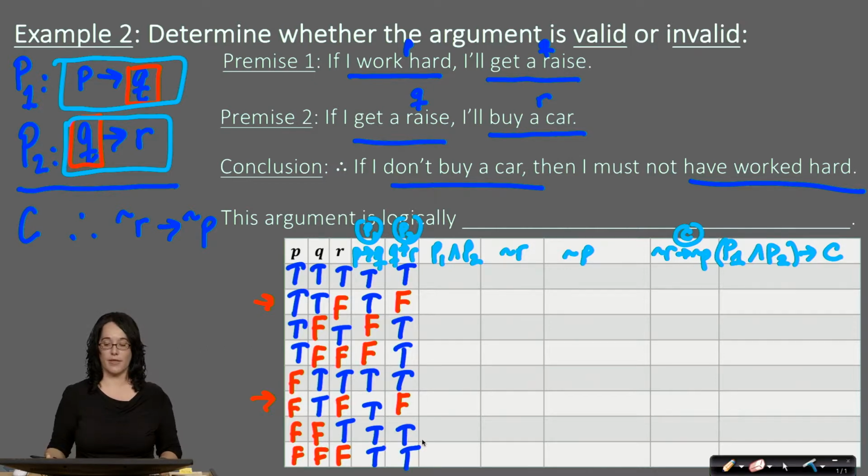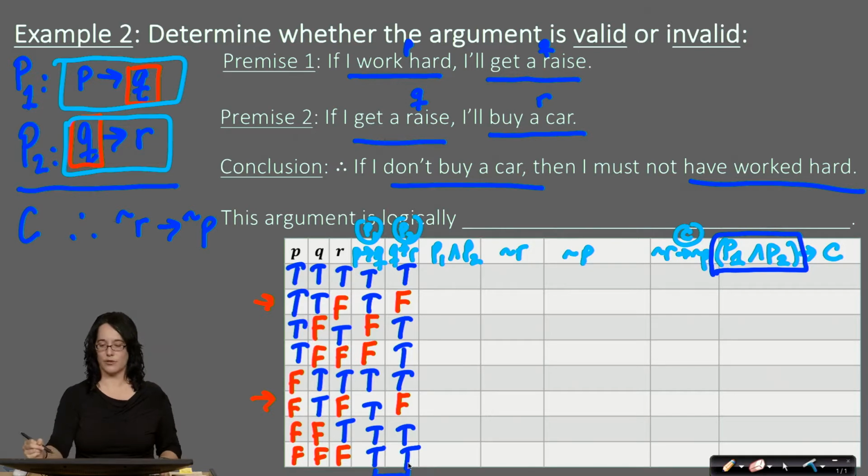That's if Q, then R. That is premise 2. Now to build our conclusion, we had to get the negation of R and the negation of P column. But before we do that, you might want to find this piece of the final statement, which is premise 1 and premise 2 together. So let's do that. Premise 1 and premise 2 together with an and.